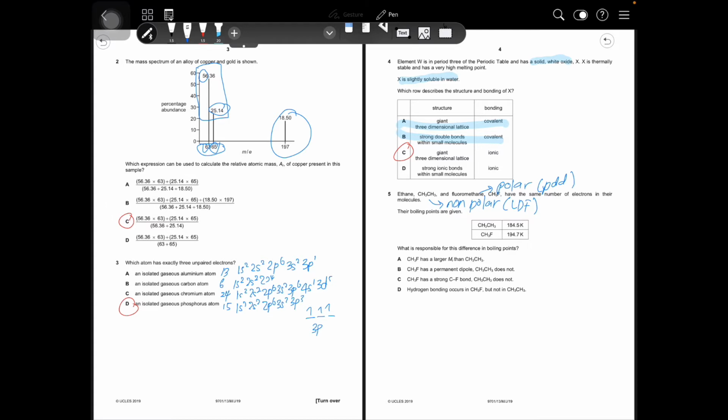And as we know, permanent dipole-dipole is a stronger intermolecular force compared to London dispersion forces, which affects the physical properties of the molecules, for example the melting point and the boiling point. So here we can say that the difference in boiling point is because fluoromethane has permanent dipole-dipole forces whereas ethane does not.